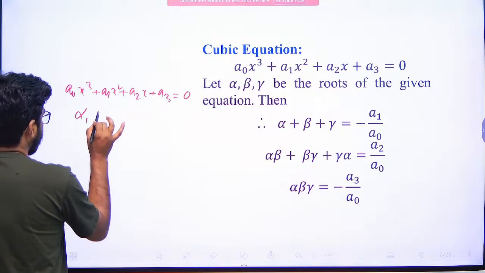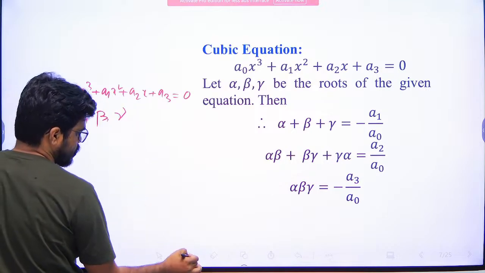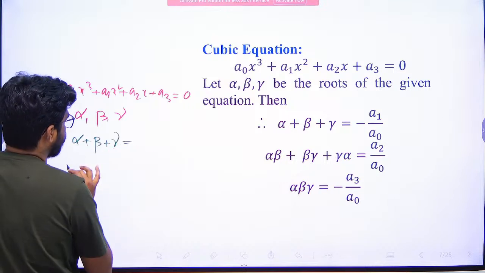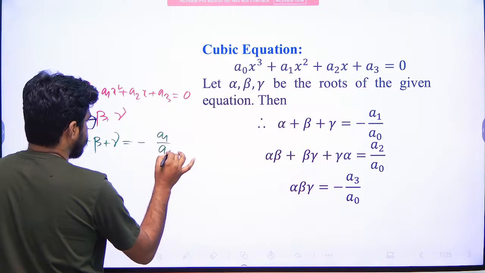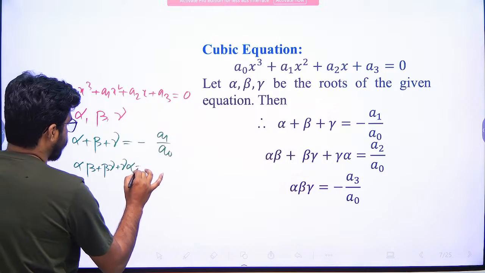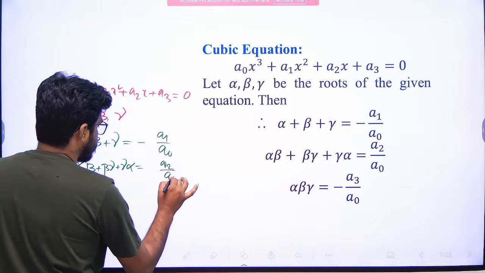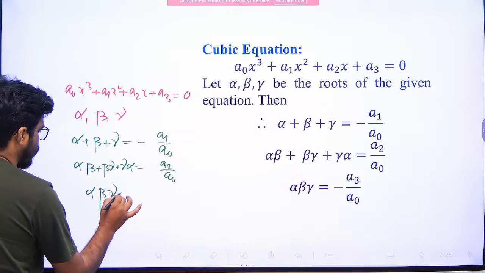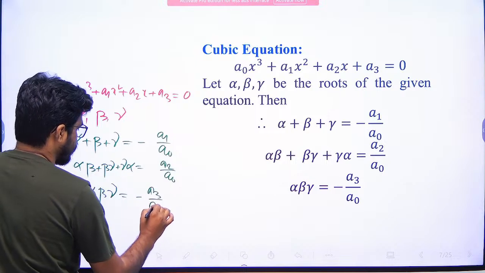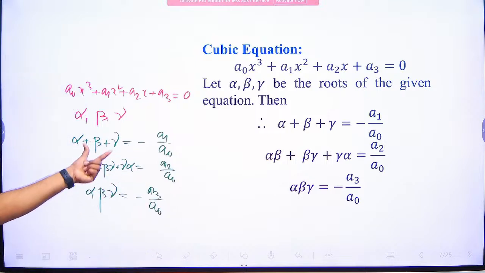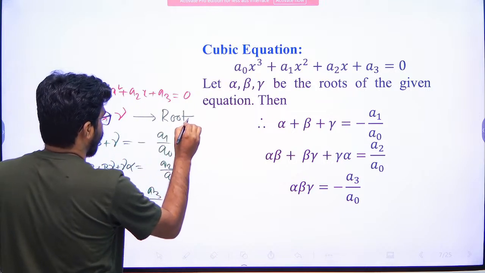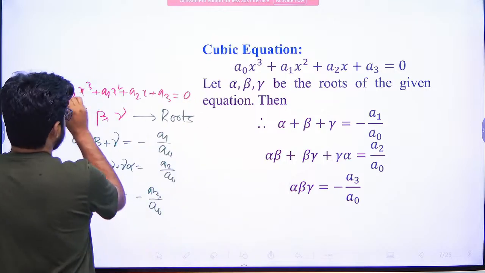So suppose alpha, beta, gamma be the roots of this equation, then alpha plus beta plus gamma, that is the sum of the roots, will be minus a1 by a0. Alpha beta plus beta gamma plus gamma alpha will be a2 by a0, and alpha beta gamma, that is the product of the roots, will be minus a3 by a0. So this is the relationship between roots and coefficients. These are the roots of this equation, right?